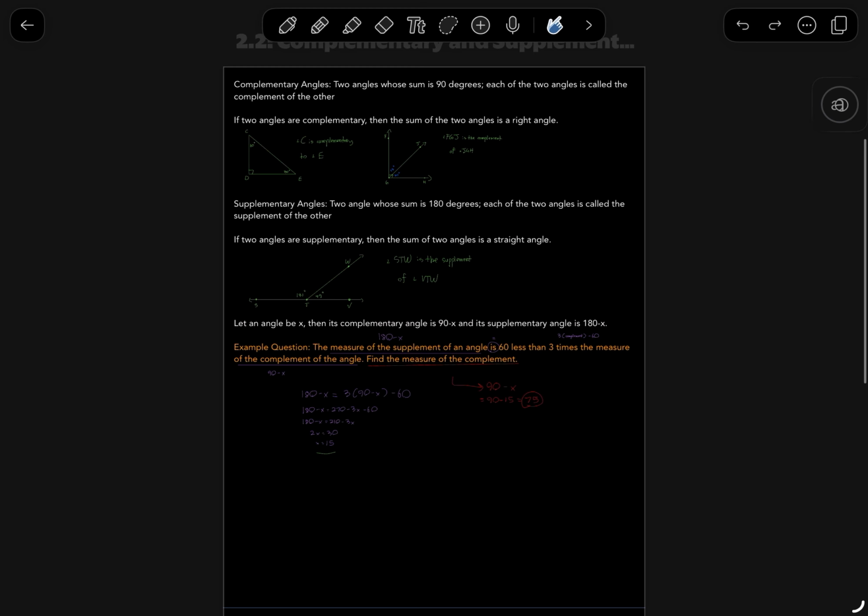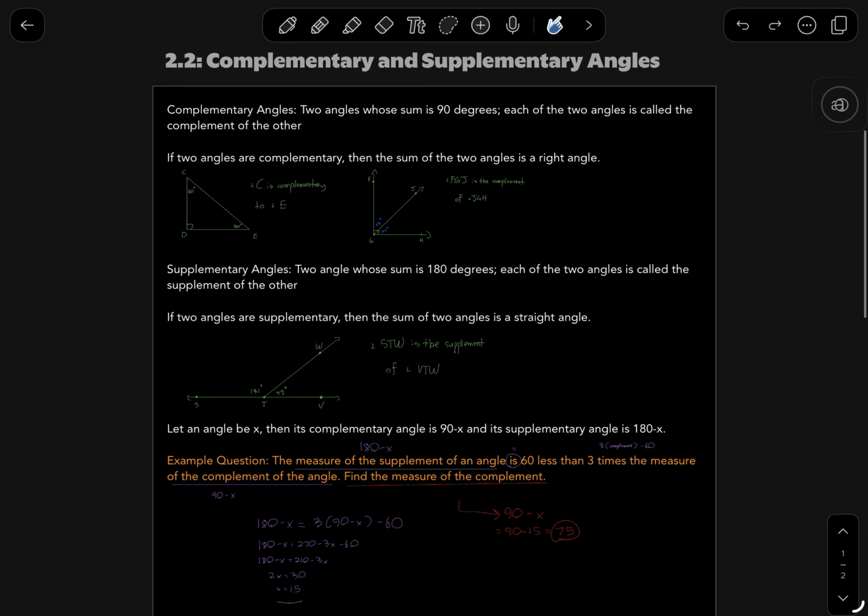So yeah, this was a really short lesson, but if I had to sum this up, complementary angles add up to 90 degrees, and supplementary angles add up to 180.